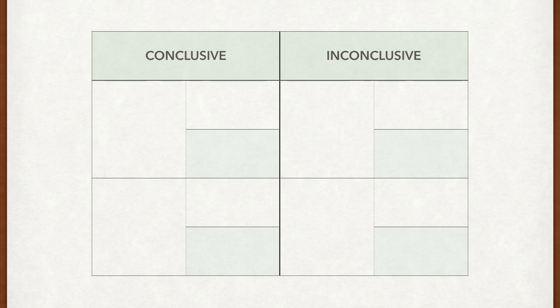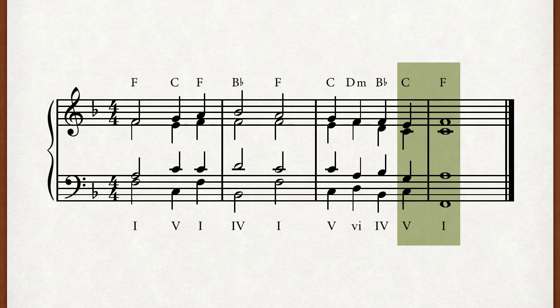So, four types of cadences. Two of them will be conclusive cadences, the other two will be inconclusive. And here's where some new terminology comes our way. We'll start with the conclusive cadences first. Our most common type of conclusive cadence is what we call an authentic cadence. An authentic cadence consists of a dominant chord going to a tonic chord, 5-1.